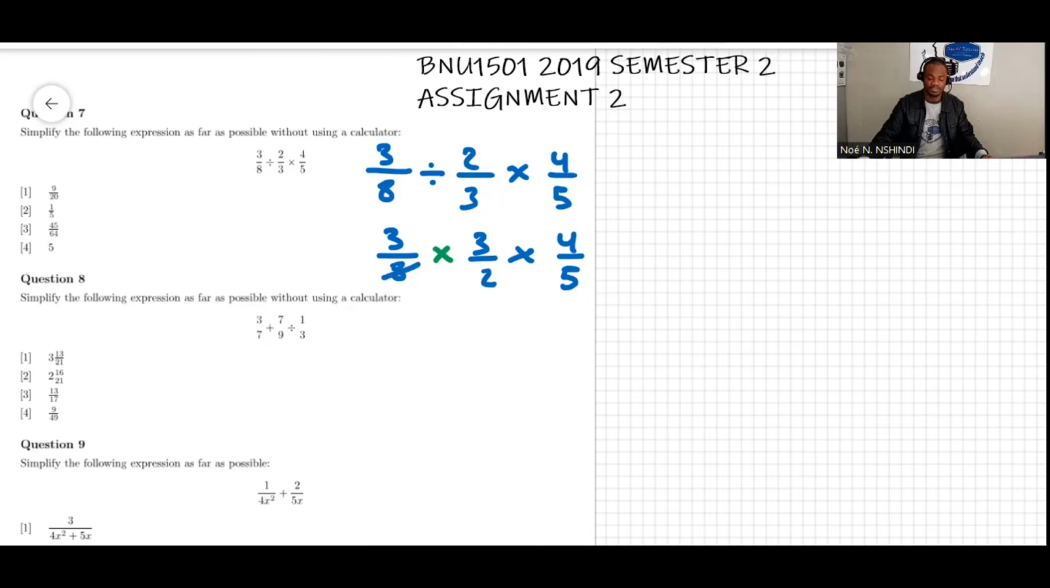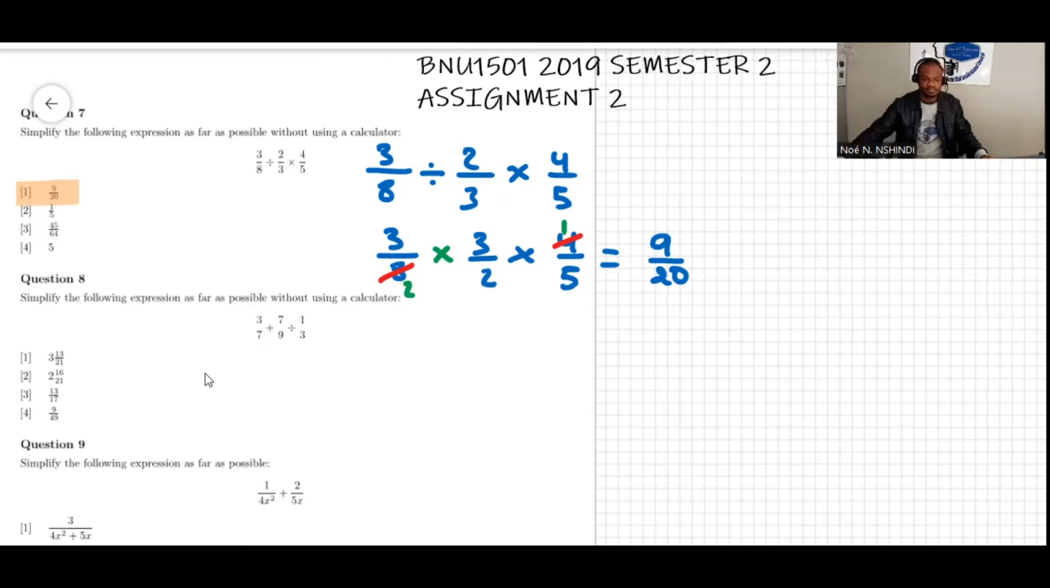If we have 8 here, we can simplify them across. We can simplify 8 with 4 because 4 gets into 8 twice, so we're left with 2 over here. That's the only simplification we can do here so far. So we can do 3 times 3 times 1, which is 9, over 2 times 2 times 5, which is 20. So the correct answer is 9 over 20. So it is alternative 1.